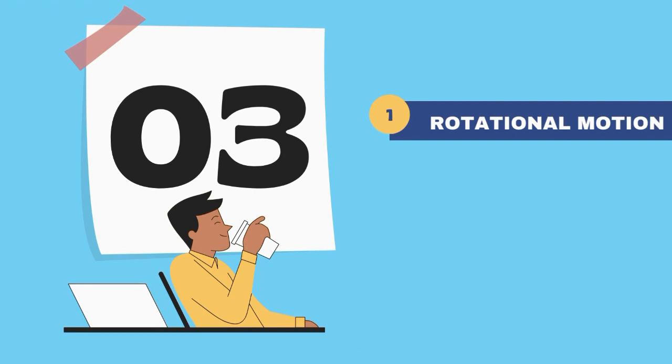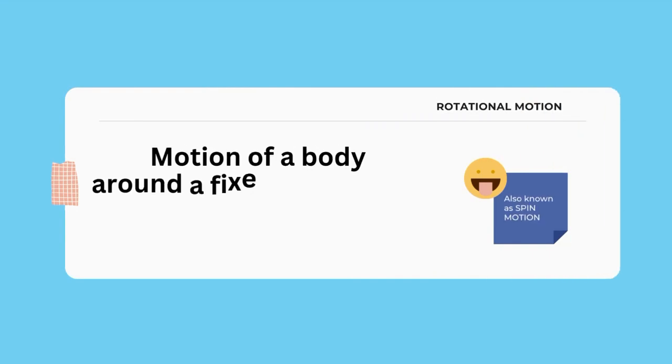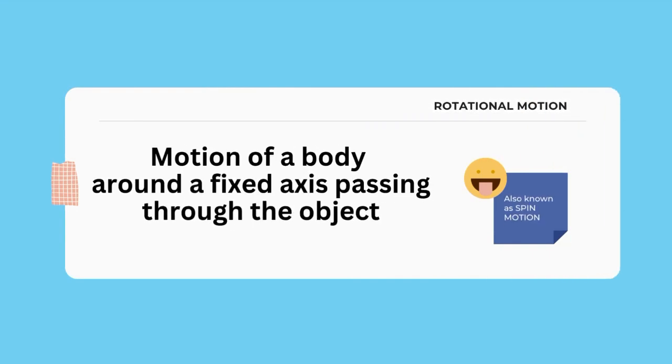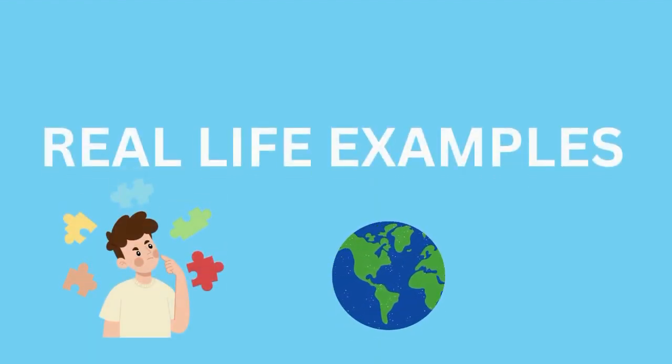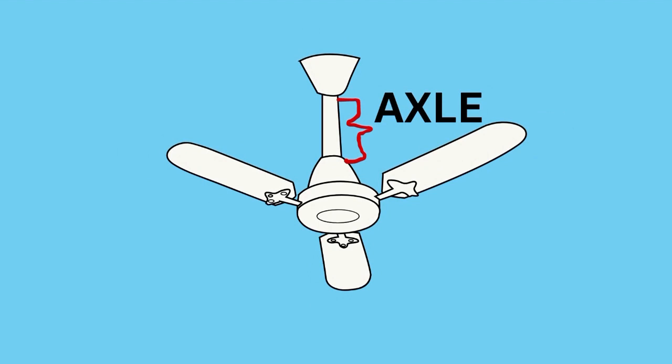Now let's go to the third type of motion, which is rotational motion. Rotational motion is the motion of a body around a fixed axis passing through the object. So it's the motion of a body around a fixed axis passing through the object. Let's look at an example that will help us to broaden our minds on what rotational motion is. Look at this fan.